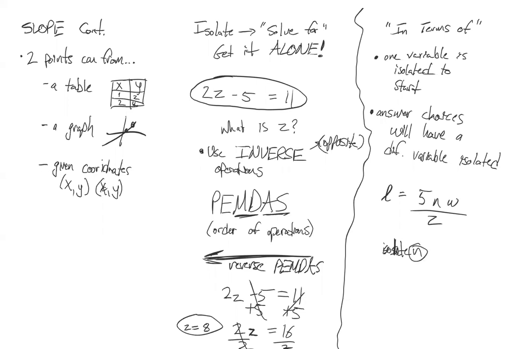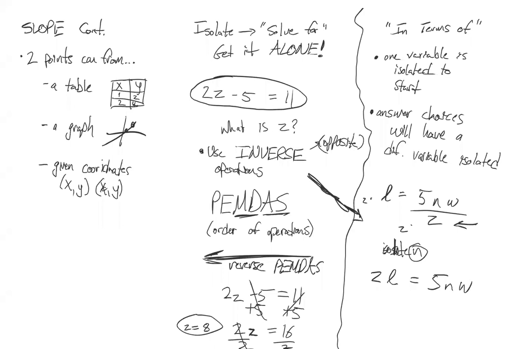So we have to do exactly what we did over here, those inverse operations. Let's see what's happening first. Z is on the bottom of that fraction. Being on the bottom of the fraction means it's being divided. What's the opposite of that? What's the inverse of what's happening right now to that division? Multiply both sides by Z, right? So if we do that, now we've got ZL is equal to 5NW.